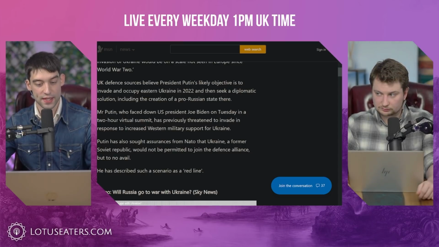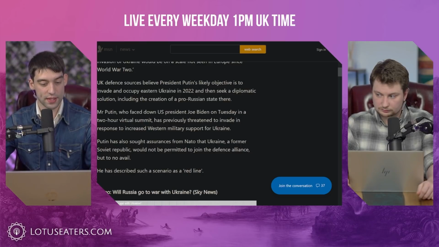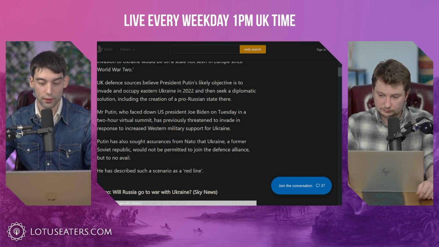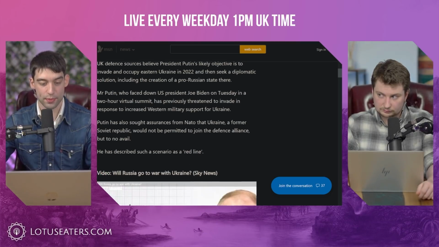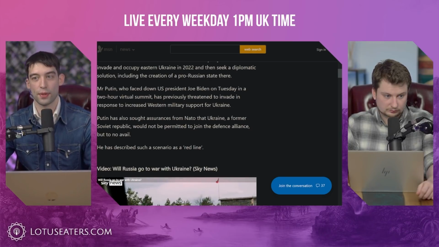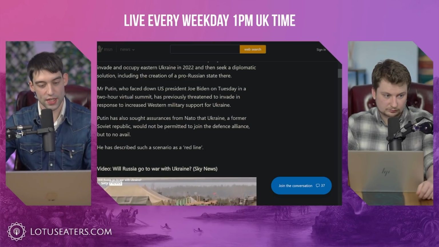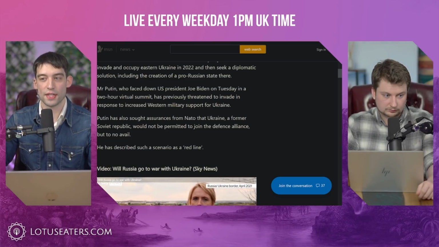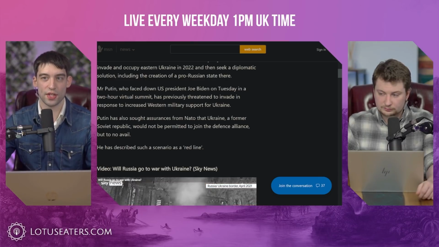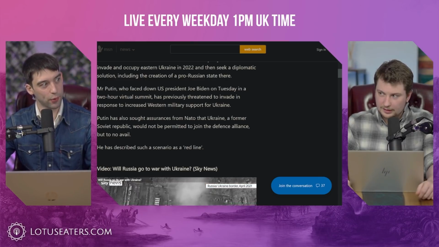Mr. Putin, who faced down President Joe Biden on Tuesday in a 2-hour virtual summit, has previously threatened to invade in response to increased Western military support for Ukraine. Putin has also sought assurances from NATO that Ukraine, a former Soviet republic, would not be permitted to join the defense alliance, but to no avail. He has described such a scenario as a red line. So here we start to get a glimpse of what this is all about strategically. It's the invitation of Ukraine into NATO, which may happen. And Russia has this geostrategic concern that they don't want to be bordering a foreign alliance.